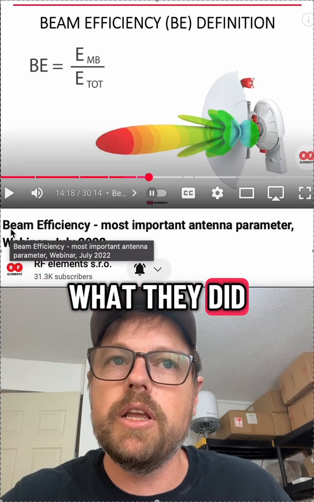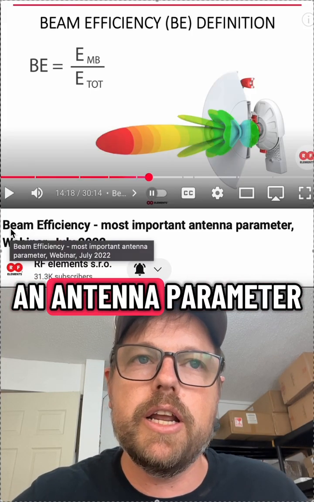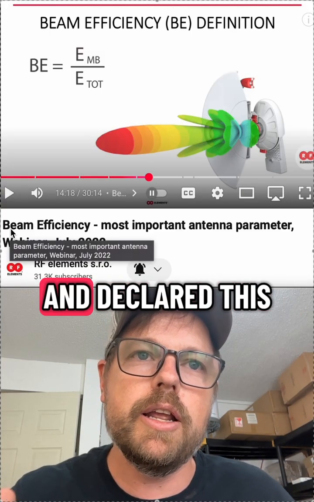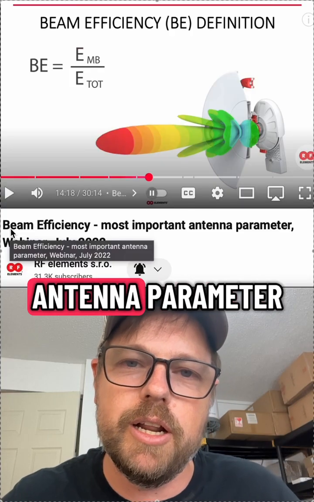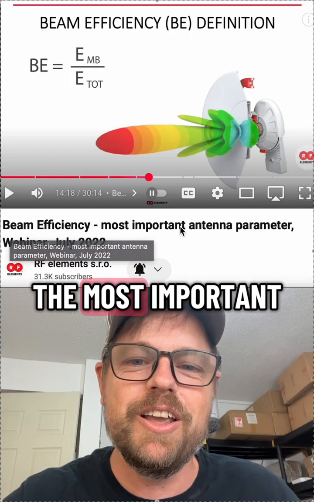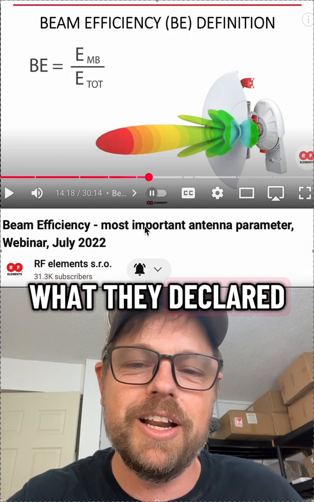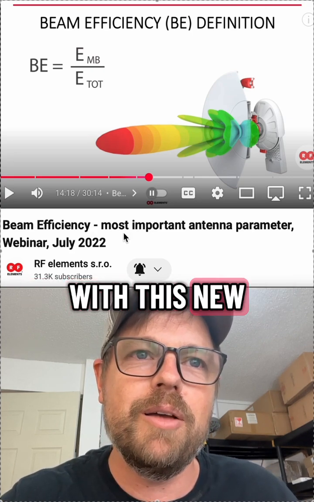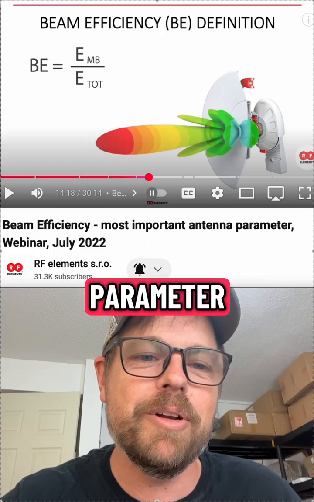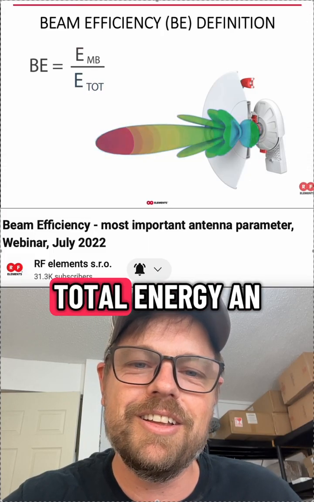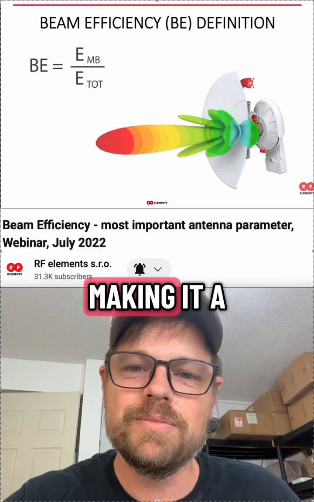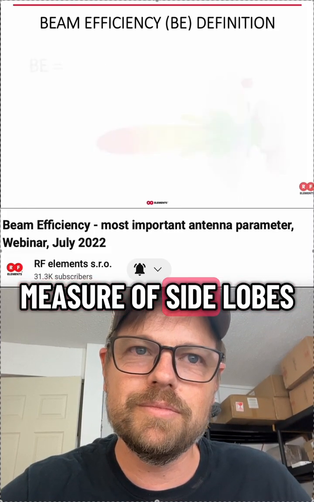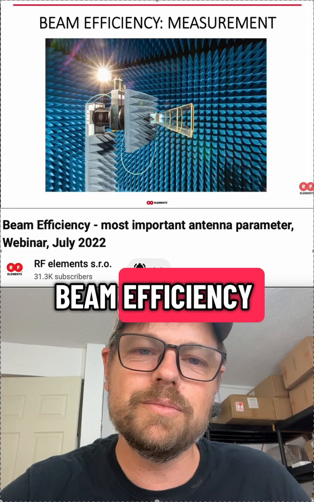Instead, what they did is they went out and they found an antenna parameter that their antennas perform well with and declared that this is the best antenna parameter, the most important antenna parameter. Then they beat up their competitors with this new ad hoc antenna parameter. In the main lobe to the total energy an antenna radiates, making it a perfect and complete measure of side lobes. So how is beam efficiency obtained?